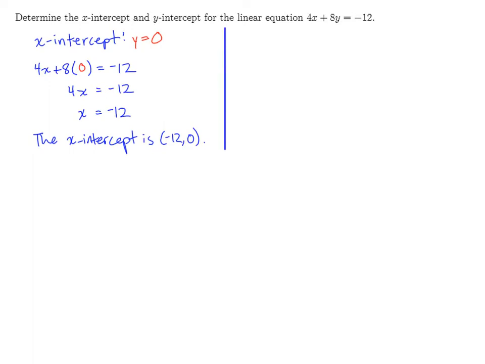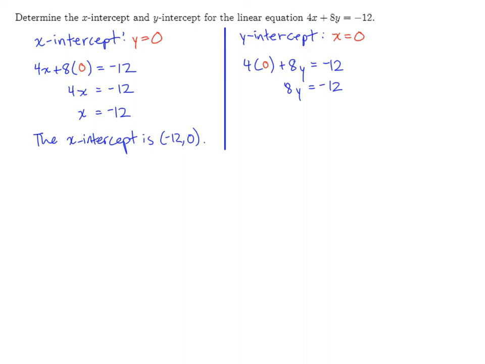Finding the y-intercept, again the y-intercept occurs where this linear equation intersects the y-axis, and x is always 0 when we're on the y-axis. So we'll take the equation 4x plus 8y equals negative 12. We'll replace x with 0, and then we'll solve for y. So we'll have 4 times 0 plus 8y equal to negative 12. That's going to simplify down to 8y equals negative 12.